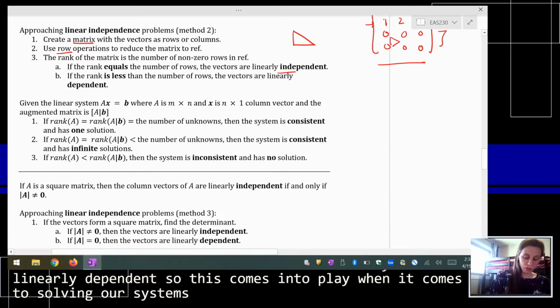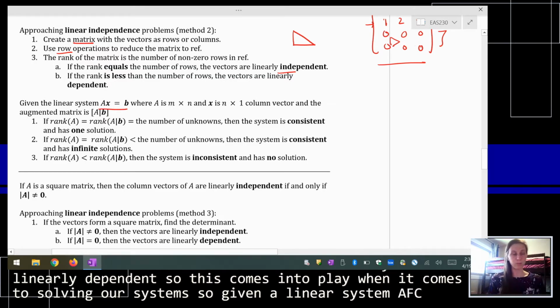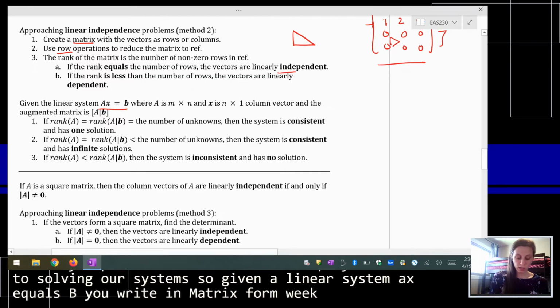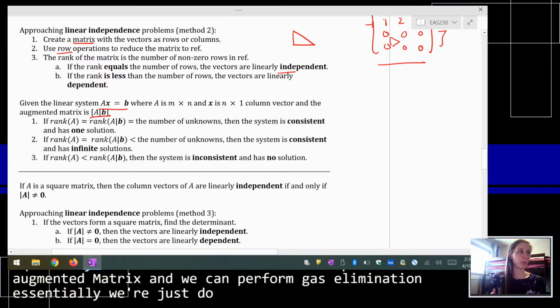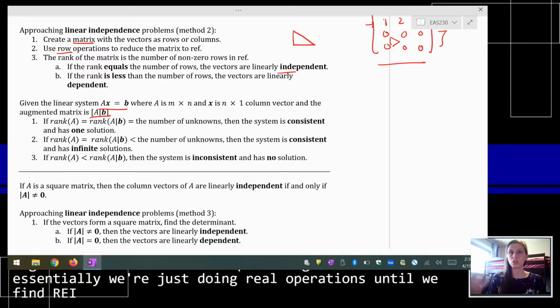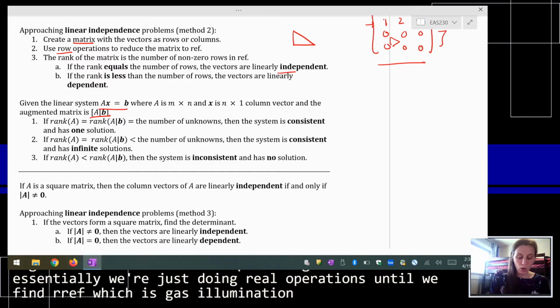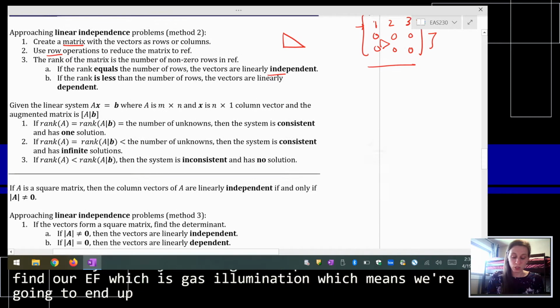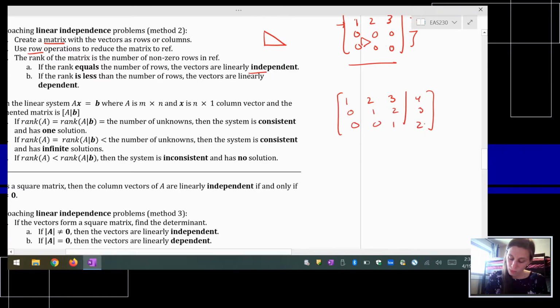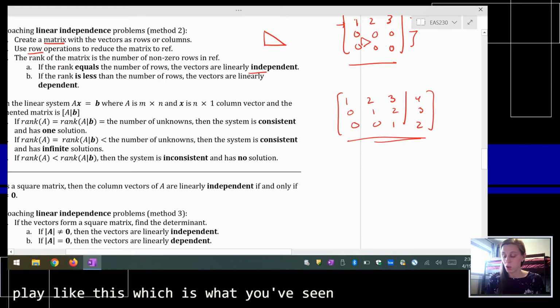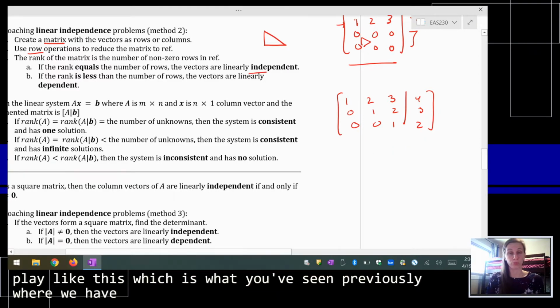So given a linear system, AX equals B, we write it in matrix form. We can put it in an augmented matrix, and we can perform Gauss elimination. Essentially, we're just doing row operations until we find REF, which is Gauss elimination. Which means we're going to end up with some situations.